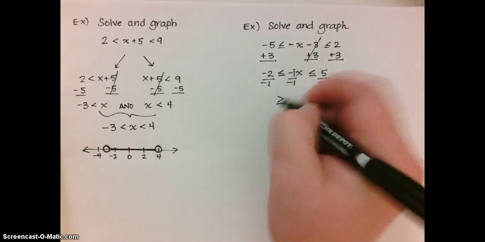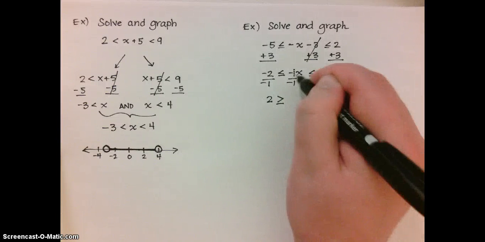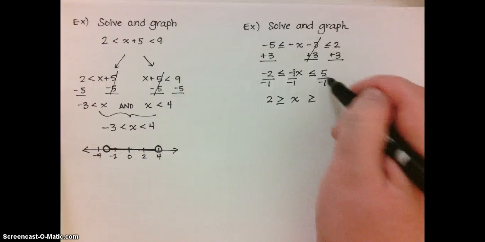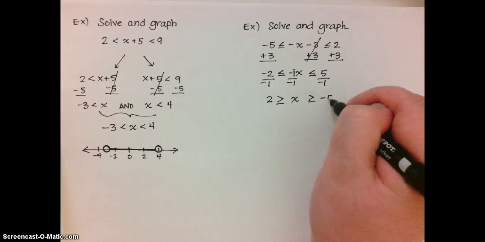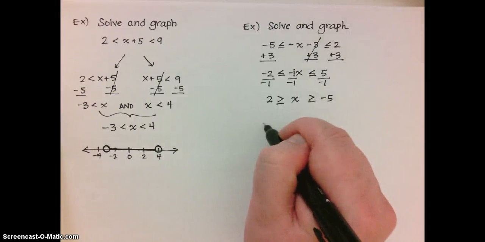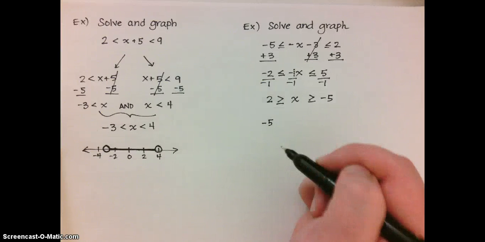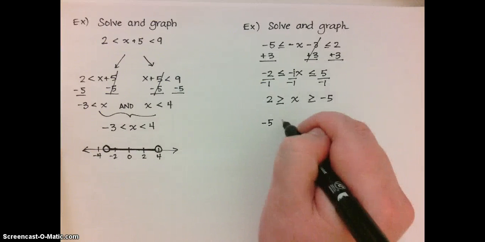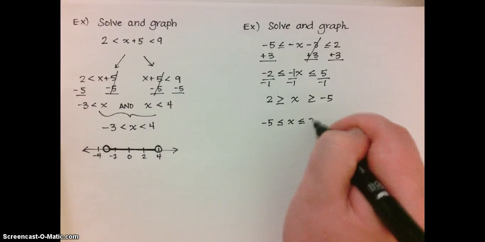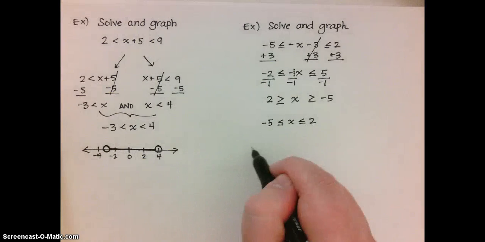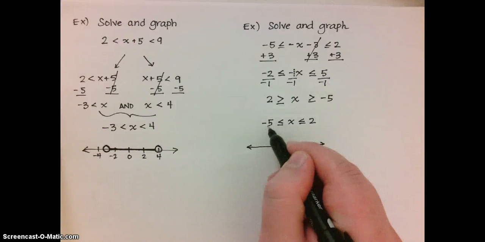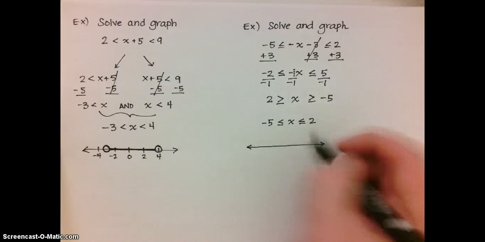So now I can do that. -2 divided by -1 is +2. -1 divided by -1 is just simply x. And 5 divided by -1 is -5. Now, like I did before, I want to rewrite this just so that it goes from the smallest number to the largest. So I'm going to rewrite it, which is actually going to flip the inequalities again. And now it's much easier to graph it this way, going from the smallest number to the largest.